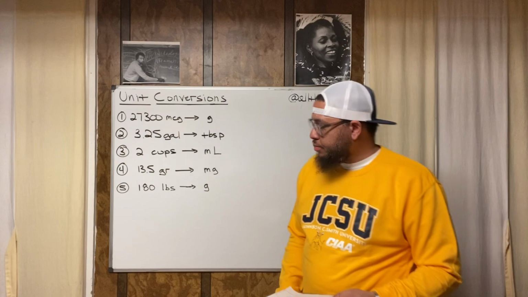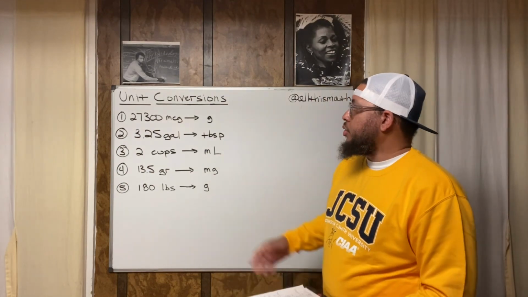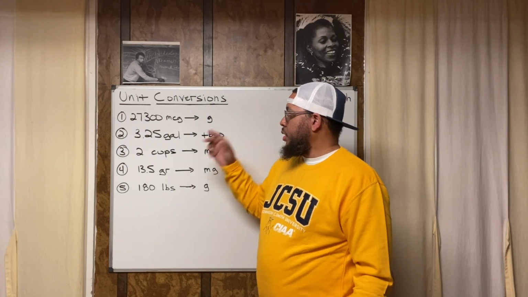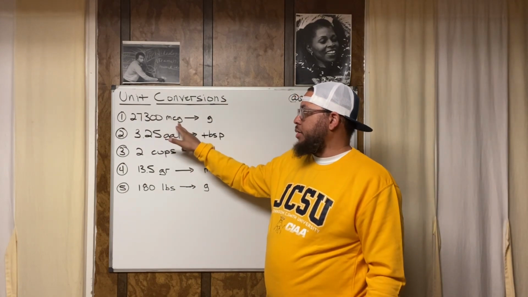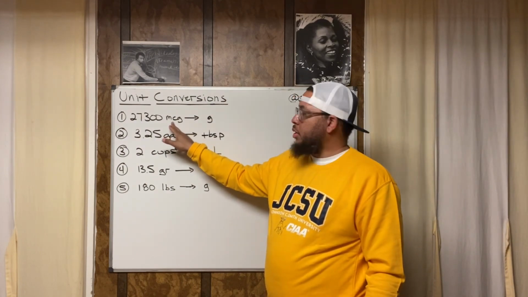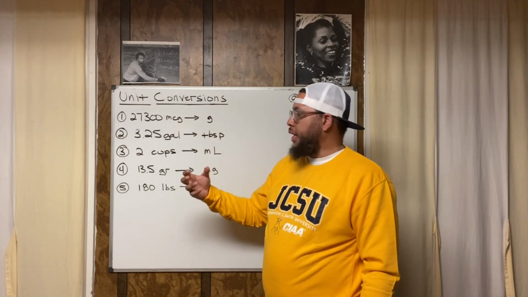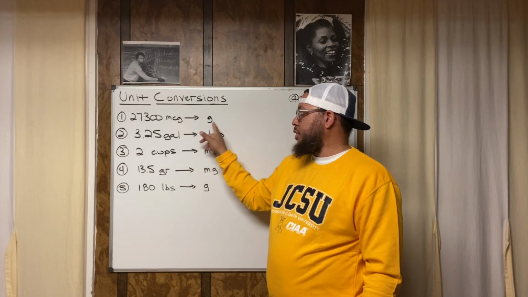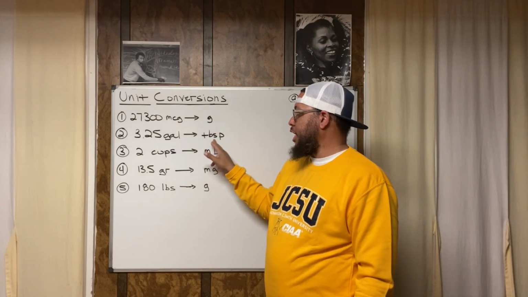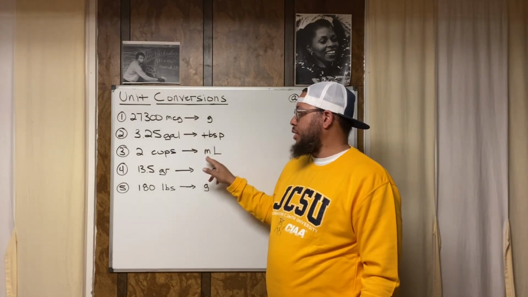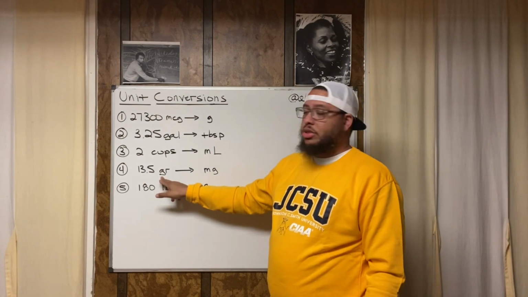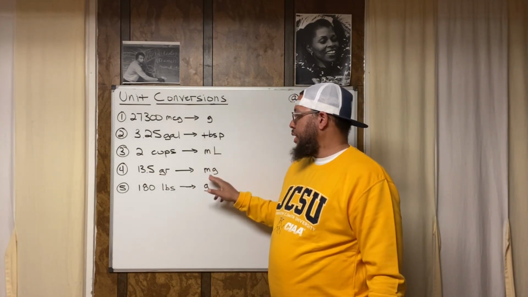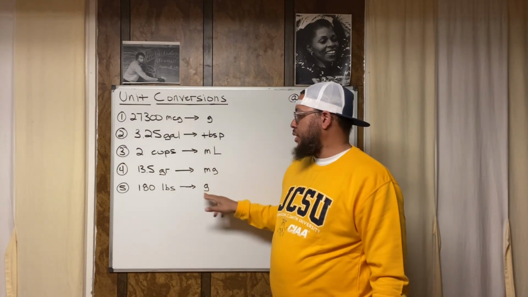All right. Now let's get into it. So we're doing some more unit conversions. I got 5 examples up here. We're going to convert some micrograms. MC means micro, right? That's 1/1,000,000th, or 10 to the negative 6 power. Micrograms into grams, gallons into tablespoons, cups into milliliters, grains, GR, we don't see that often. That's very small. Grains into milligrams, and pounds into grams.